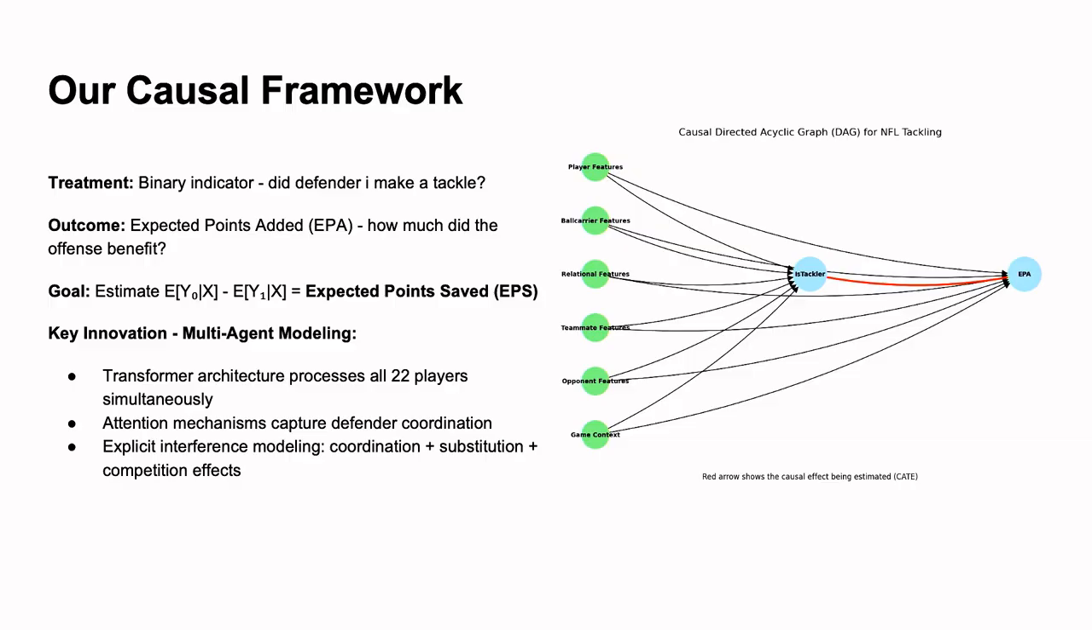We have relational features, so how each defender relates to the ball carrier. We also have teammate features, right? So each defender has 10 teammates. We also have the opponent features, and then we have game context, like what down it is, yards and distance, and we're trying to estimate the effect of tackling on expected points added.